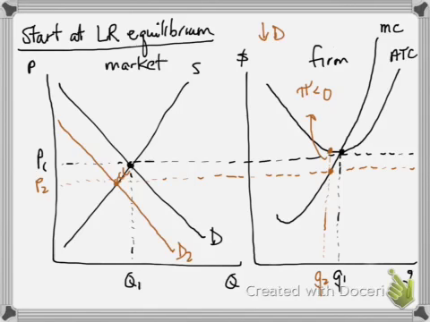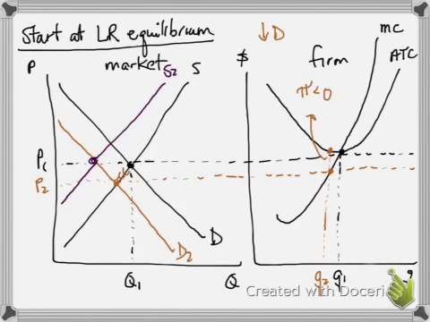And so on an individual firm level, each firm decreases their output from little q1 to little q2, and because that lower price P2 is below the average total cost curve, or what it costs them to produce each one of those units on average, they are experiencing economic losses.